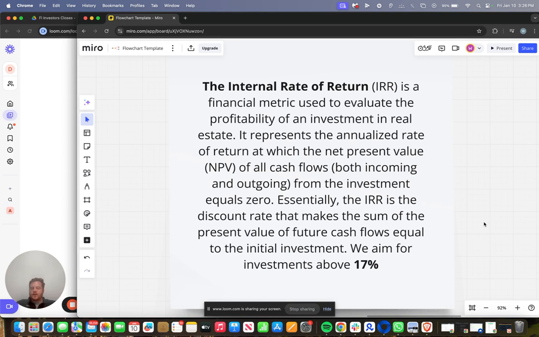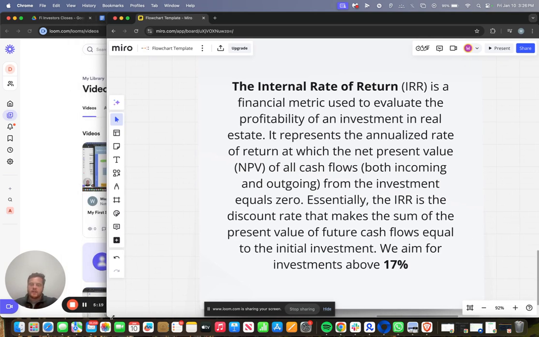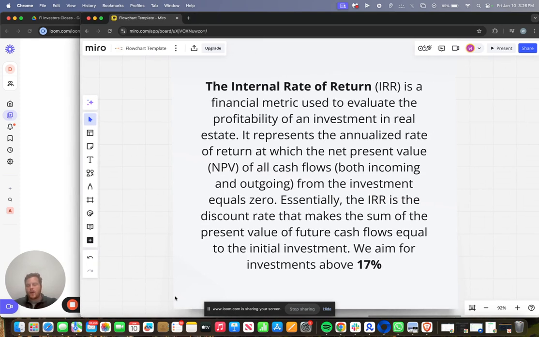Pretty self-explanatory. Obviously, it's a more in-depth KPI or metric to look at, and you'll see that if you're thinking about doing a syndication, what they will show you most likely is IRR or ROI, one of those two. But now you know exactly what that is, right?